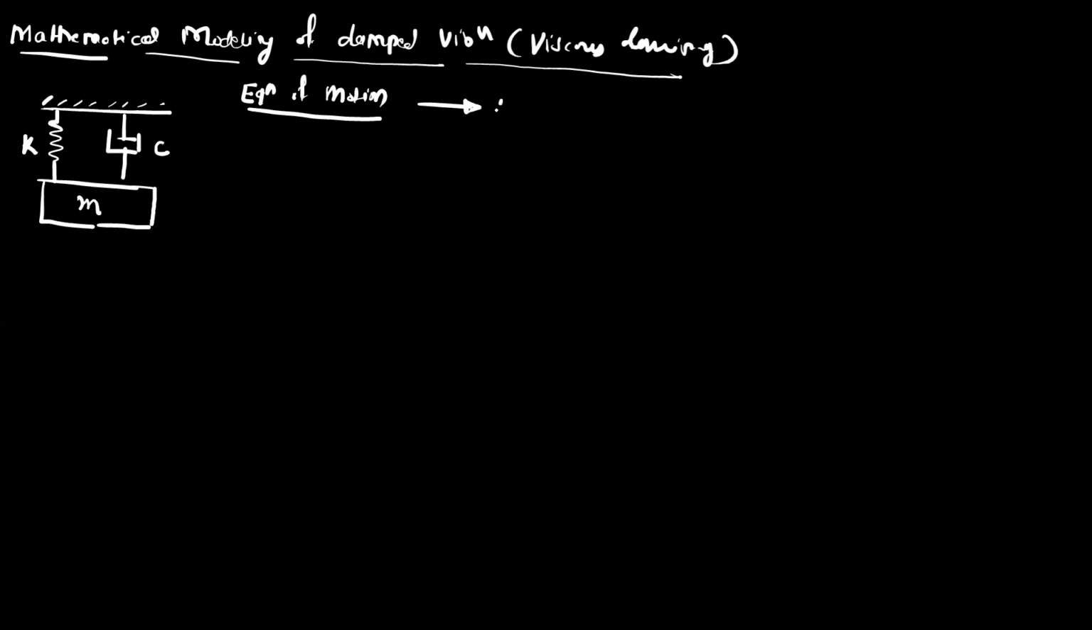To find out the equation of motion, we will use Newton's second law. In order to use Newton's second law, we need to consider its initial displacement. And then we will draw the free body diagram. So just imagine initially we provide the displacement x like this in the downward direction. Because of this displacement x, the mass will get displaced from the equilibrium point. So this is your x displacement.